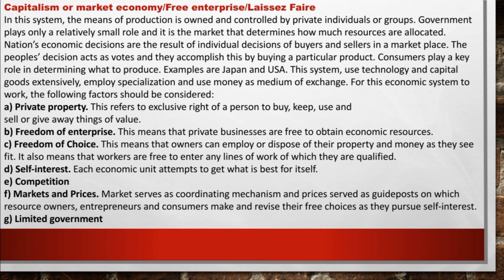Letter D. Self-interest. Each economic unit attempts to get what is best for itself. We have letter E. Competition. F. Markets and prices. The market serves as a coordinating mechanism, and prices serve as a guidepost on which resource owners, entrepreneurs, and consumers make and revise their free choices as they pursue self-interest. And lastly, letter G. Limited government.